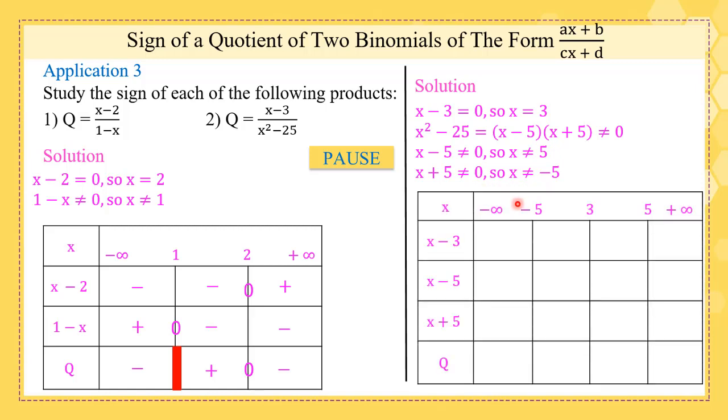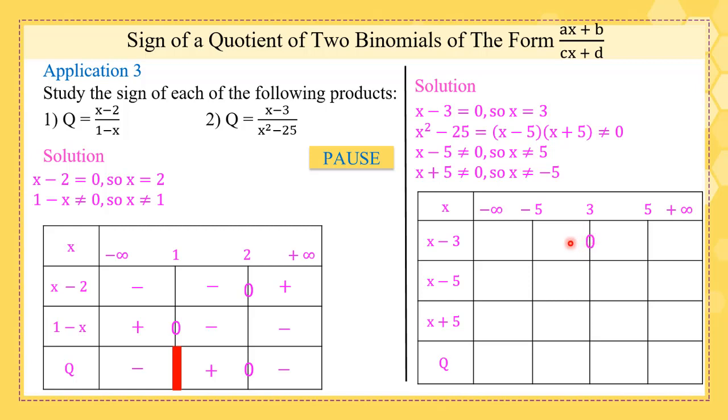The second step, we plot the table. Here we have three binomials, x minus 3, x minus 5, and x plus 5. At last we have the quotient. Here minus infinity to plus infinity is the domain, and the roots in order, minus 5, then 3, then 5. The first binomial x minus 3 is 0 at x equal to 3, so put 0 at this column.